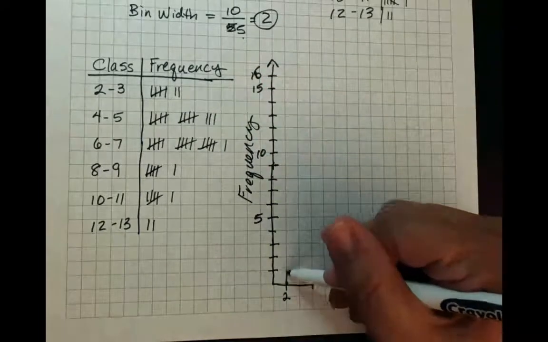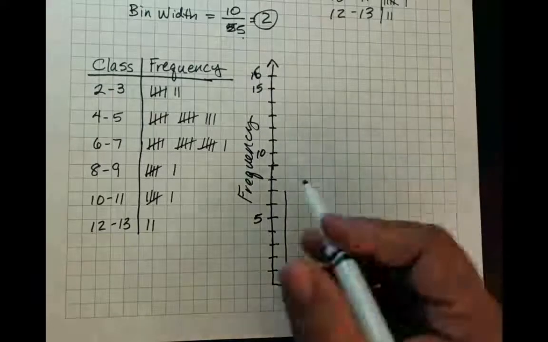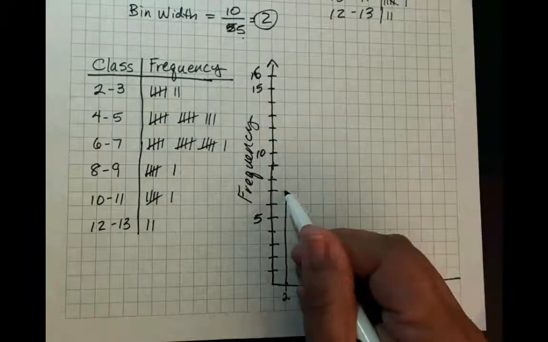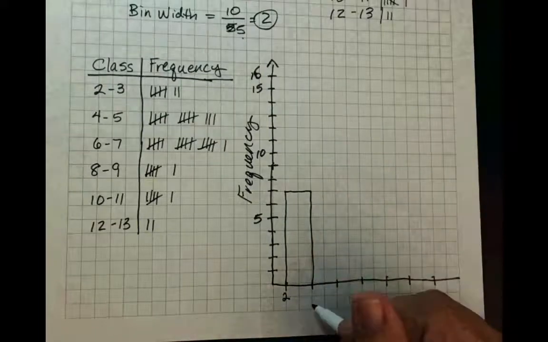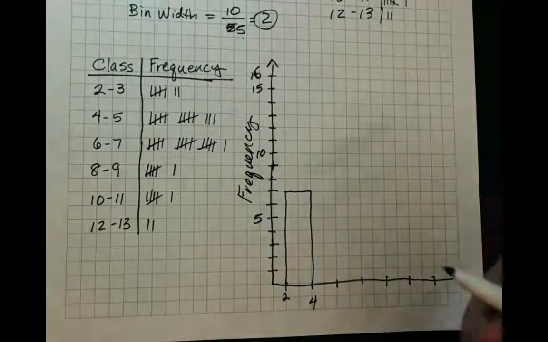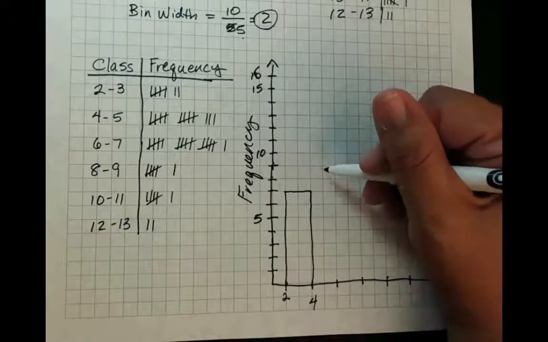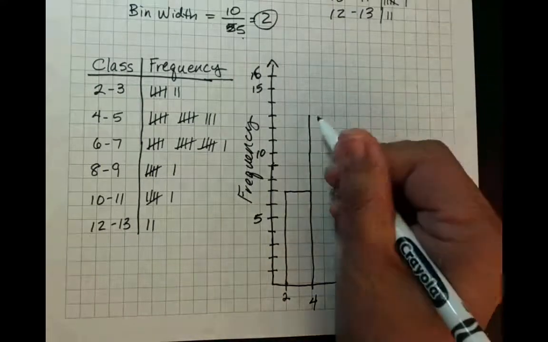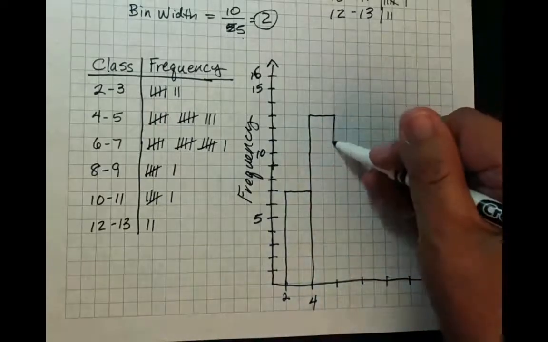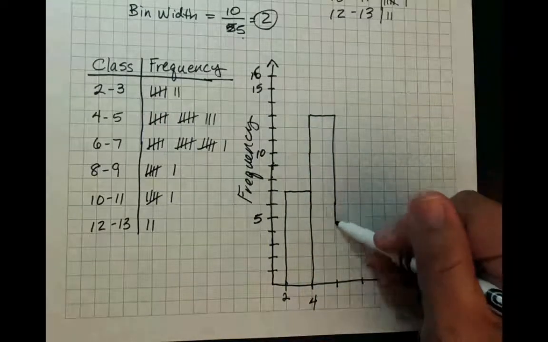Alright, so 2, we had 7. So I'm going to take this all the way up to 7 and then make the bar come across and connect it right here. This is going to be 4. And 4 we had 13, so I have to go up to 10. There's 13. Go 2 across. Bring this back all the way down.